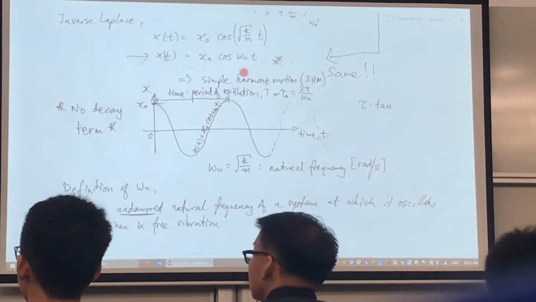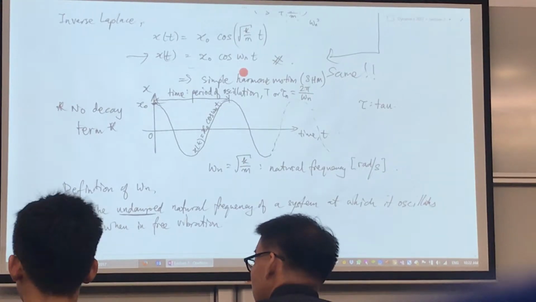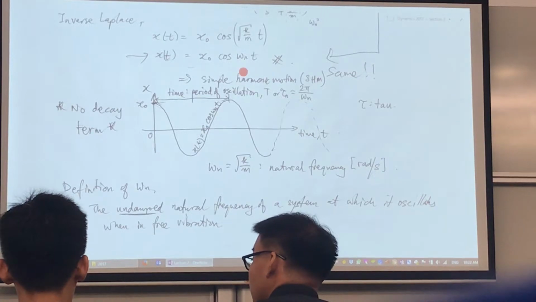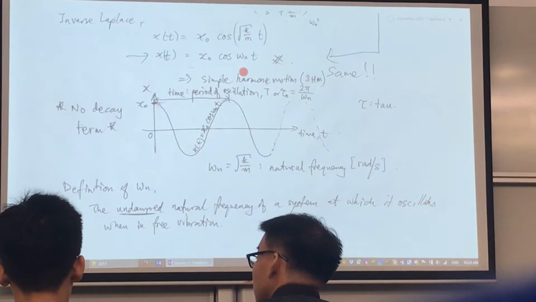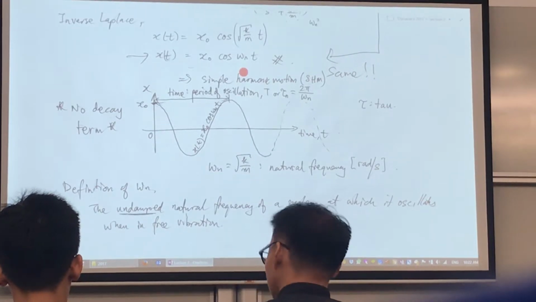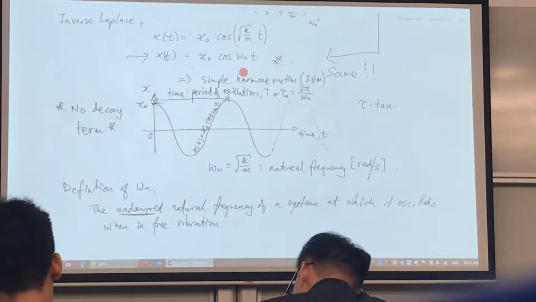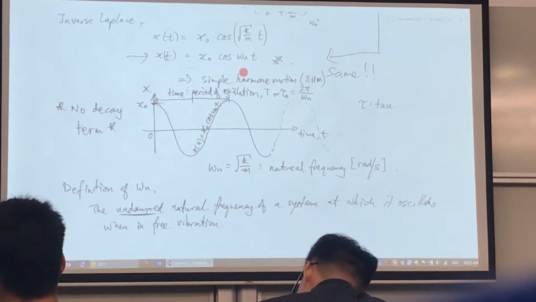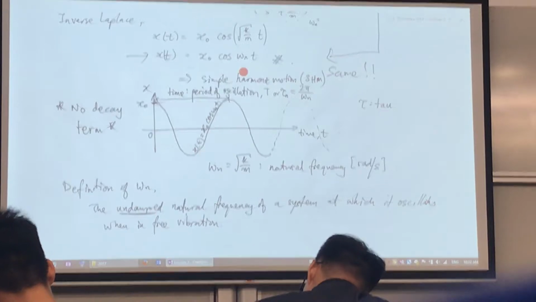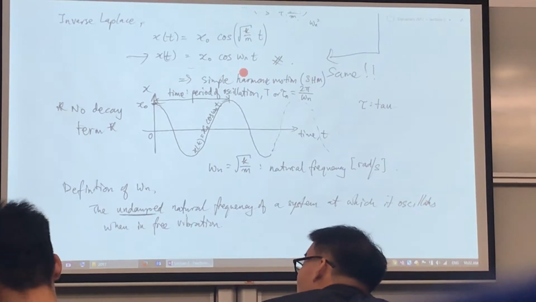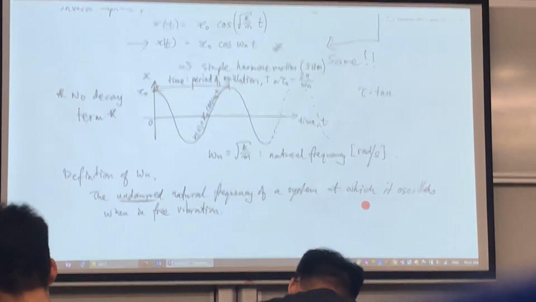How do I see there's no decay term? Well, later on we'll go into the damping condition, and that's where you see that after I perturb it, after a while it will stop oscillating because there's damping. If there's no damping, after I perturb it, it just keeps on oscillating forever. And with no damping, we say this is an undamped case.